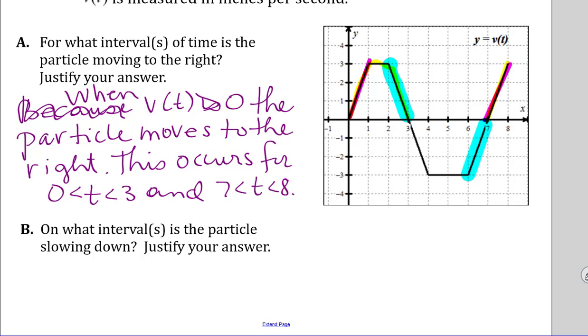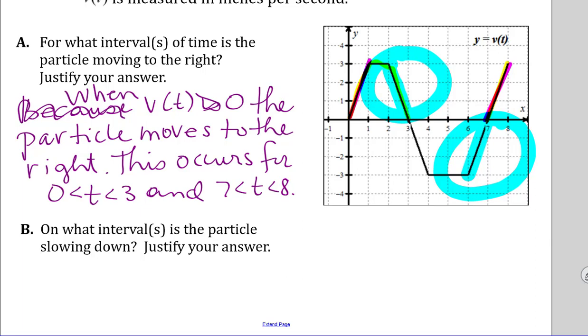Okay, our reasoning for that is that the particle will slow down when v of t and a of t have different signs, or where the graph is decreasing and above the x-axis, right? That's what we saw right here. It was decreasing but above the x-axis, so that meant we had positive velocity but negative acceleration, or where the graph is below the x-axis but increasing. Okay, and I said 7 to 8, but that should actually be 6 to 7.